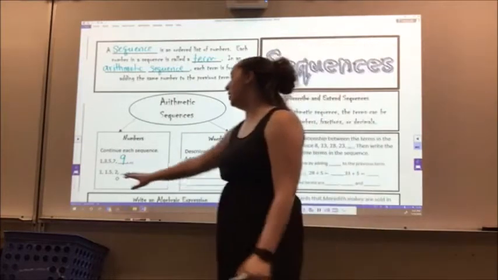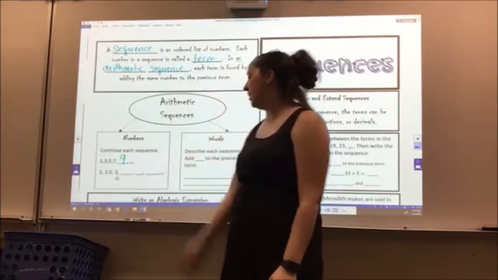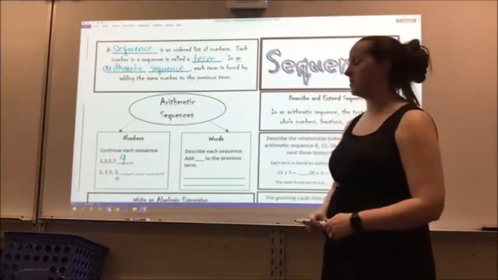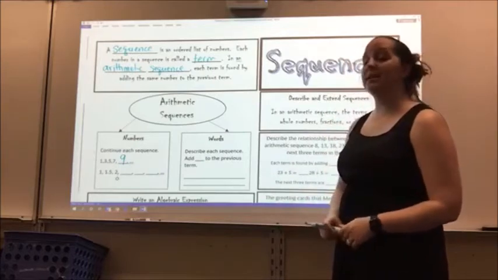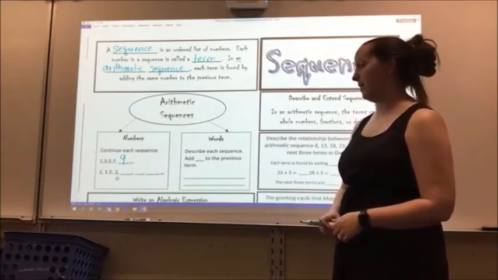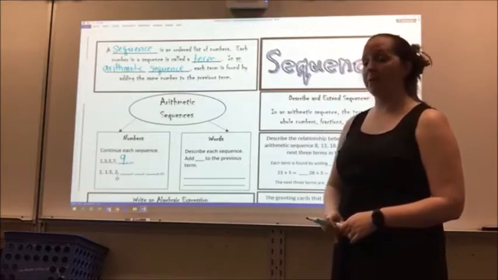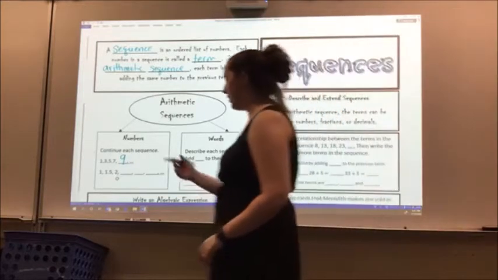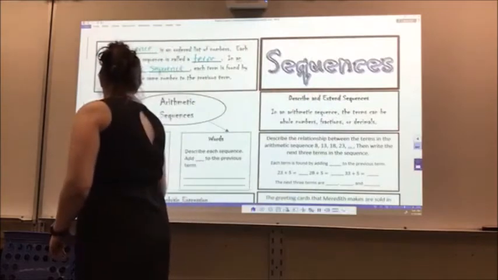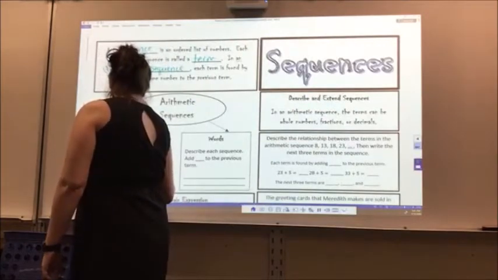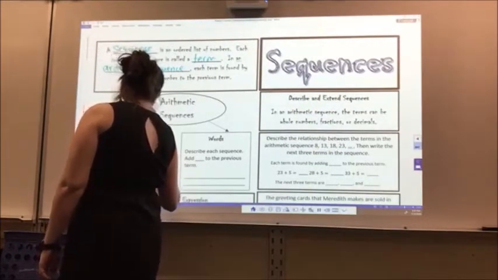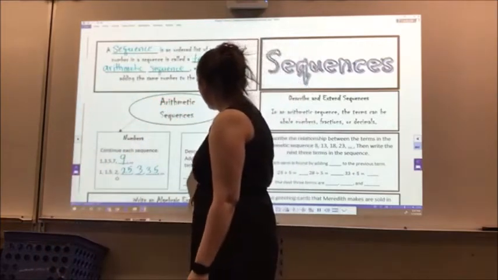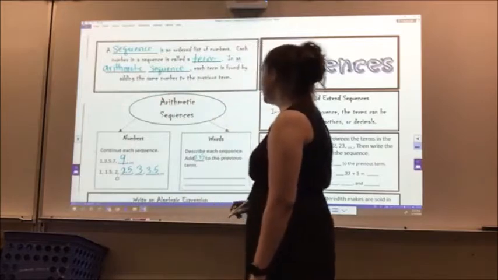How about for 1, 1.5, 2? I need to come up with the next three numbers in the sequence. Well, 1 plus 0.5 gives me 1.5. 1.5 plus 0.5 gives me 2. 2 plus 0.5 gives me 2.5. Plus 0.5 gives me 3. And plus 0.5 gives me 3.5. So in this sequence I'm adding 0.5 to the previous term.